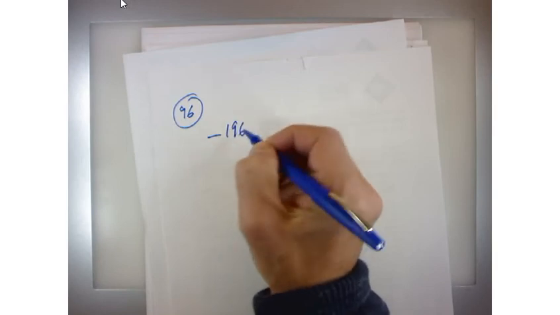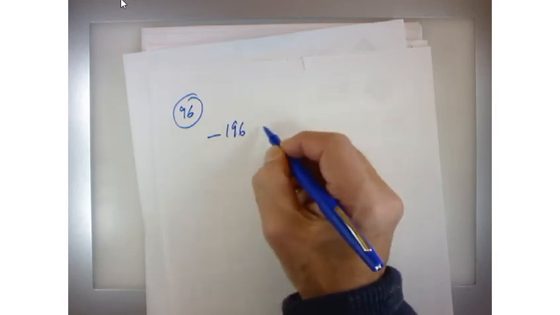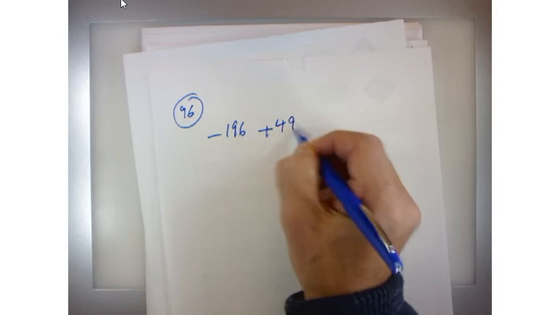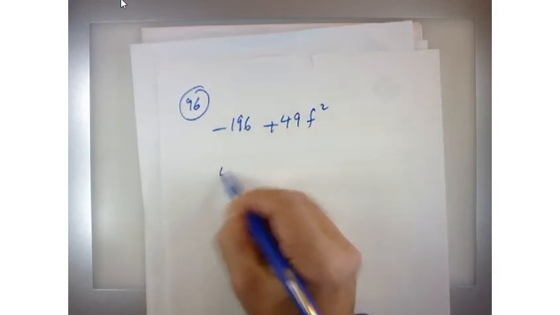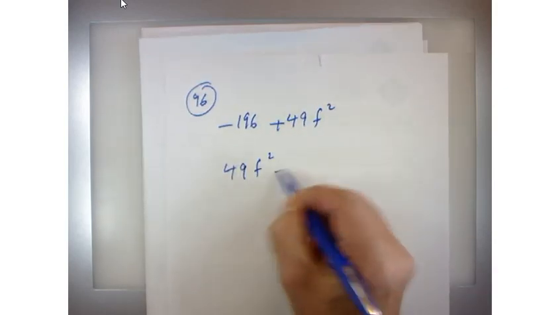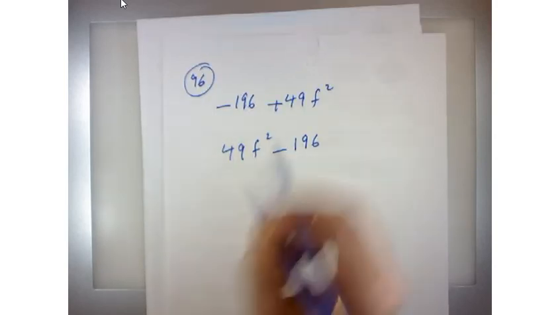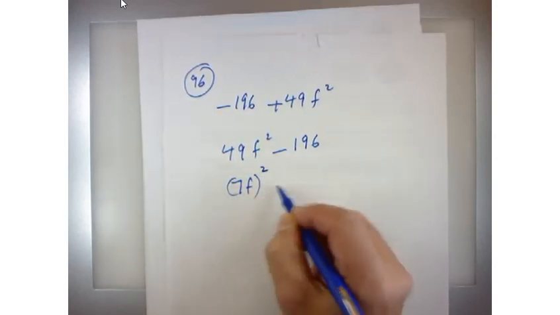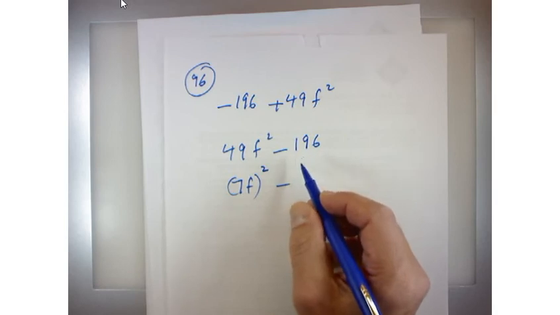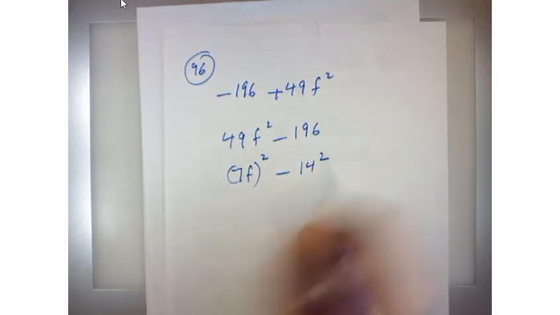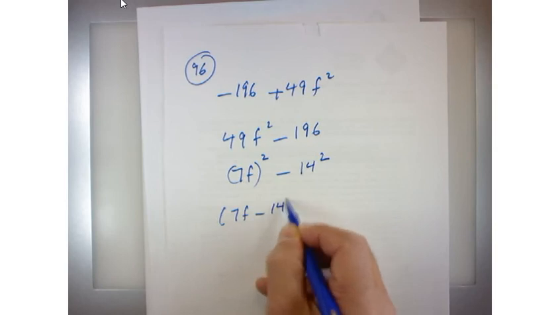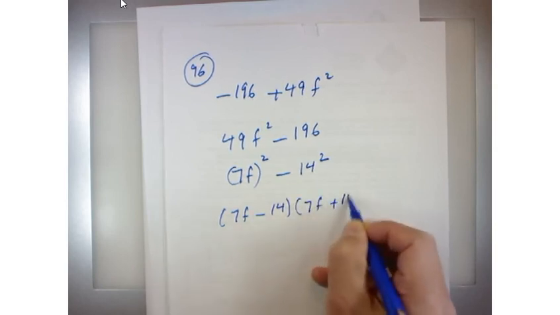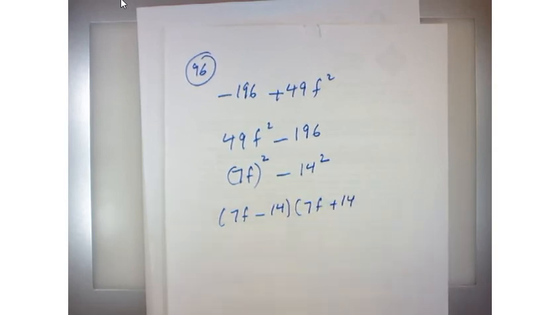Okay, let's look at 96. We have negative 196 plus 49f squared. So it's probably a good idea to rewrite it as 49f squared minus 196. The square root of 49 is 7, so we bundle these together. Square root of 196 is 14, so it's 14 squared. 7f minus 14, 7f plus 14. And that ends 6.4.